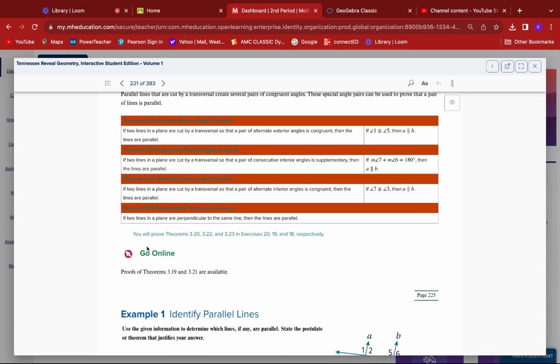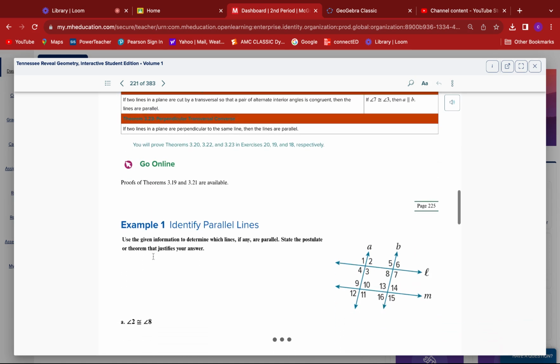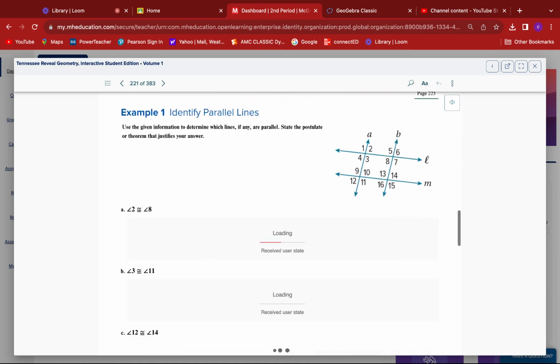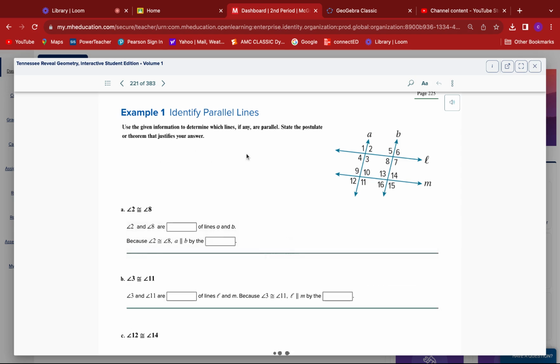All right, so it looks like you go online and there's something there for you to do. I'm just going to go ahead and get into it like I always do. Example number 1 says, use the given information to determine which lines, if any, are parallel and state the postulate or theorem that justifies the answer.